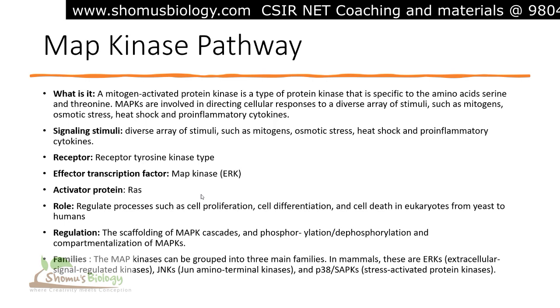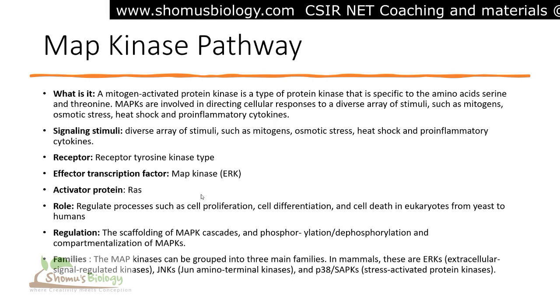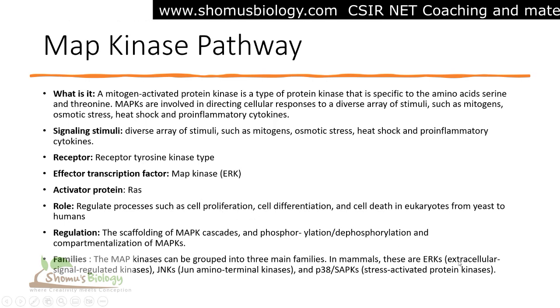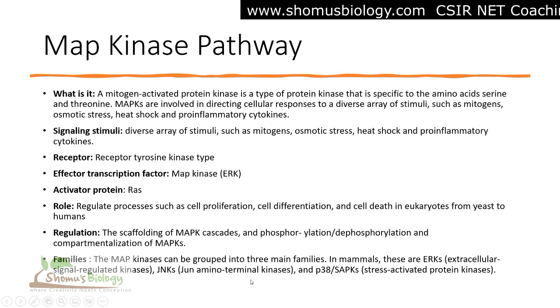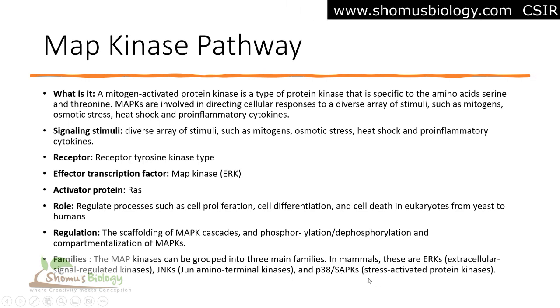families. The MAP kinase can be grouped into three main families. In mammals, these are known as ERKs, extracellular signal regulated kinases, JNKs, c-Jun amino terminal kinases, and P38/SAP kinases, which is known as stress activated protein kinase.